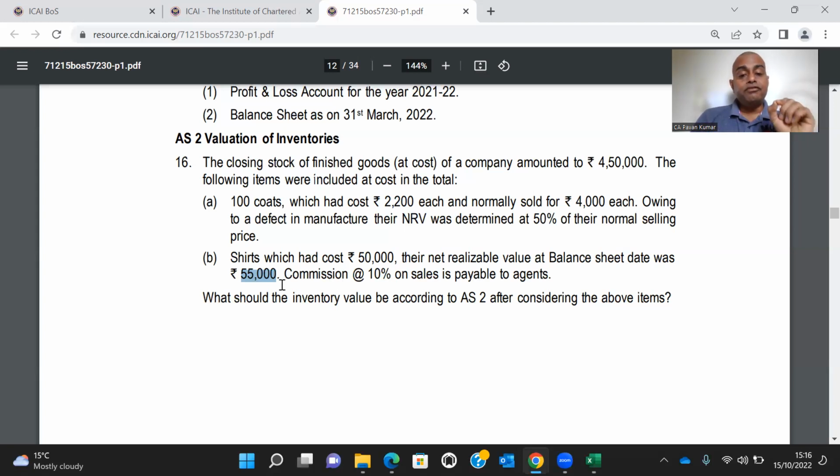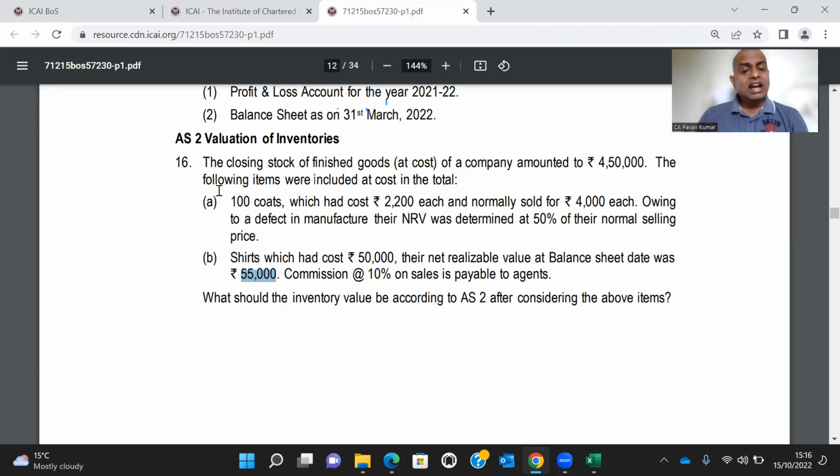So this 55,000 is already net realizable value. It is not gross realizable value. That means whatever the incidental cost, you call it brokerage, you call it commission, or you call it any other incidental expenses, they have already subtracted that. So we don't need to do anything.